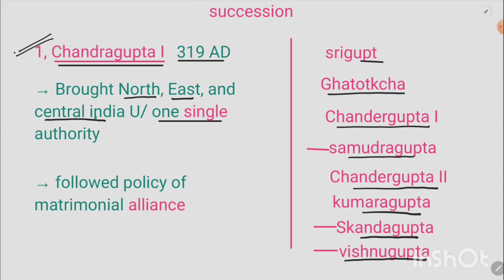Now, Chandragupta first also followed the strategy of matrimonial alliance. What was the strategy? He married some important princesses who were already part of some territories, so that he could also control those territories. So that was the policy of matrimonial alliance.